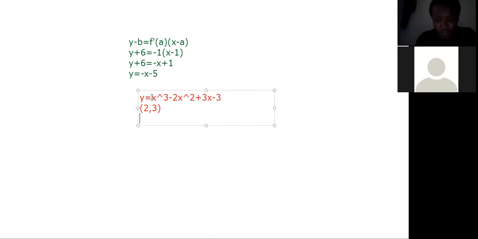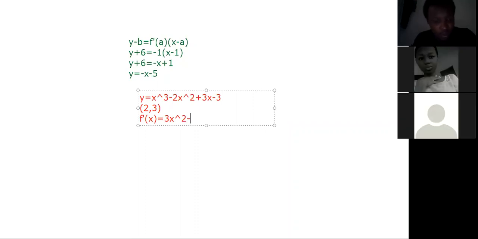We first have to find f prime of this thing. So f prime of x, the same as dy/dx, is 3x squared minus 4x plus 3.